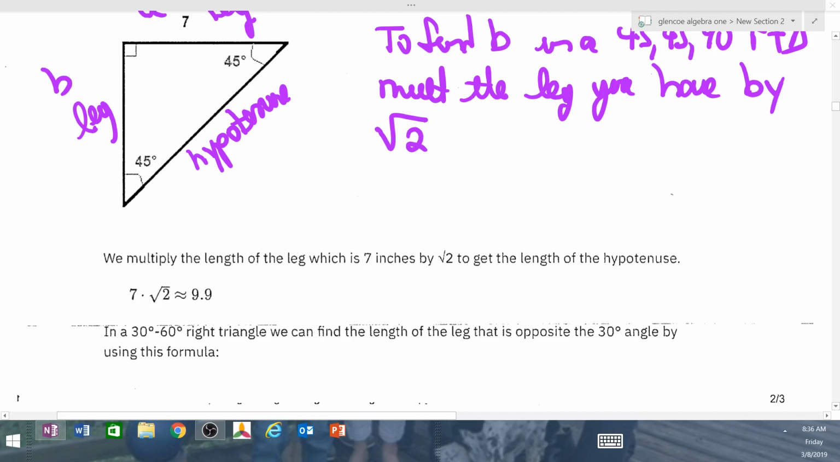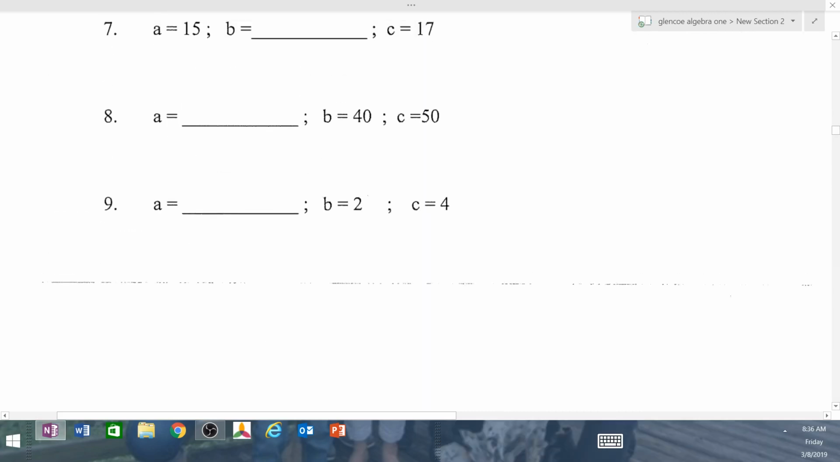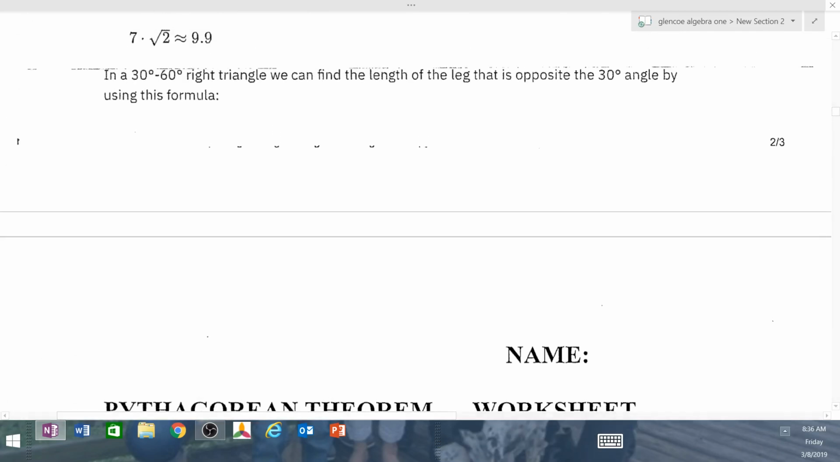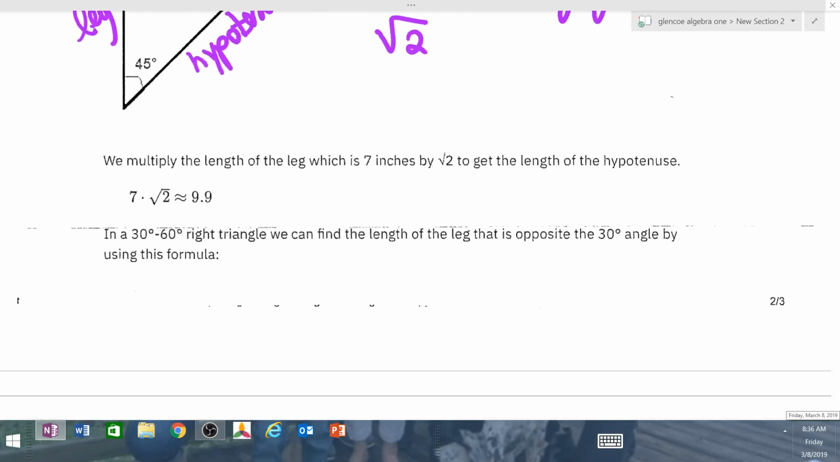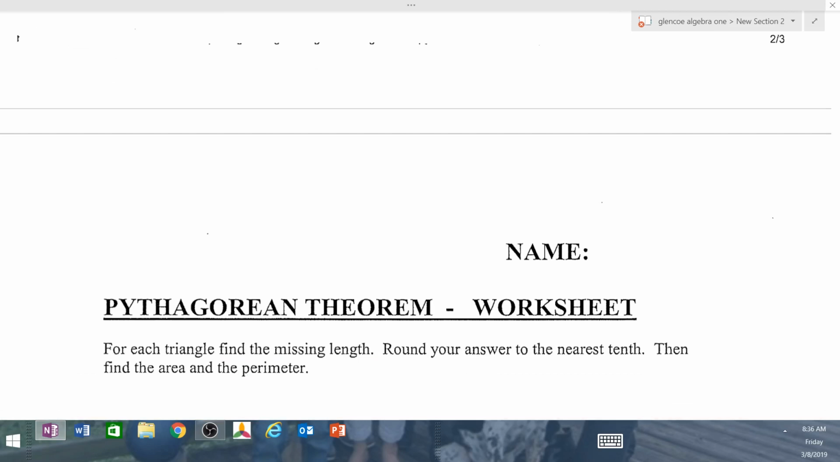Seven times radical 2 is approximately 9.9. Okay? Now, so that's the formula for a 45-45-90 triangle. Are you with me? In a 30-60-90 right triangle, we can find the length of the leg that's opposite the 30-degree angle by using this formula. Sorry, I went a little too fast.